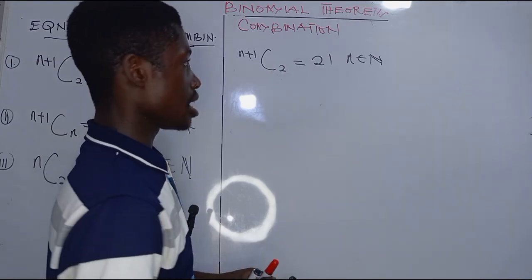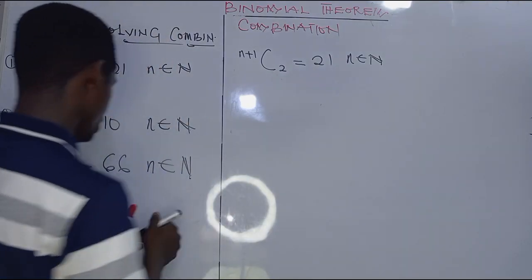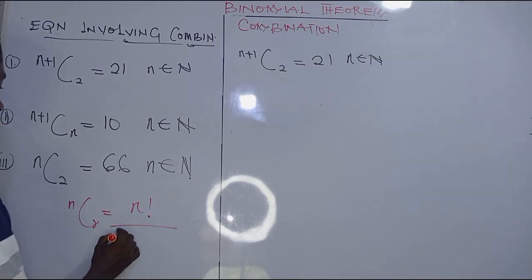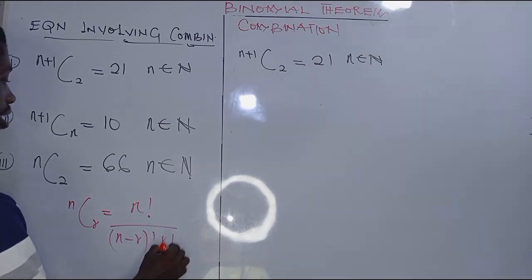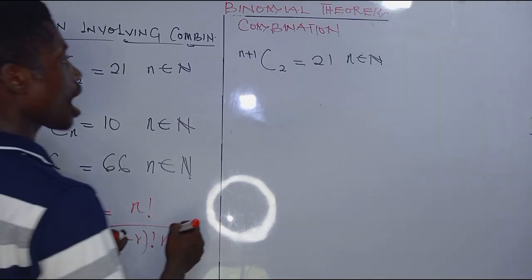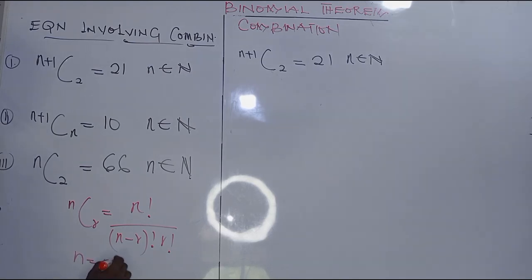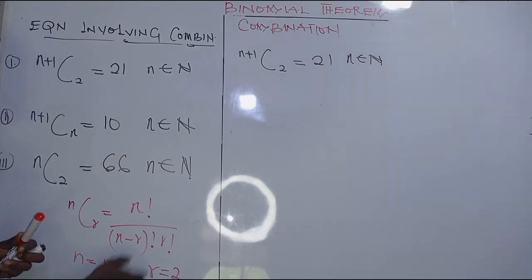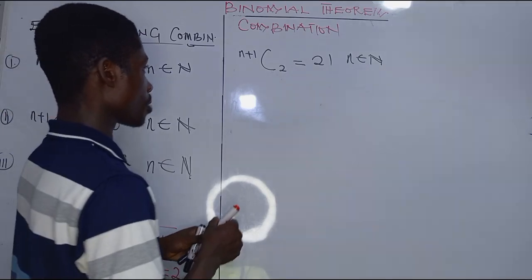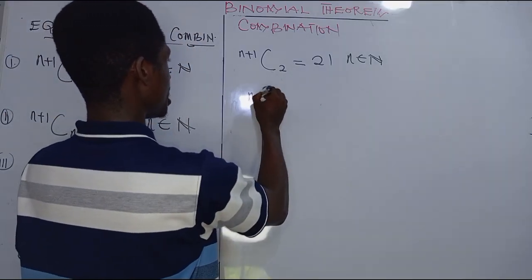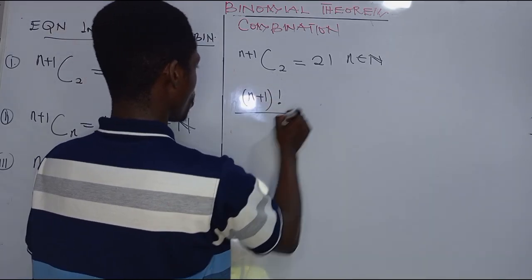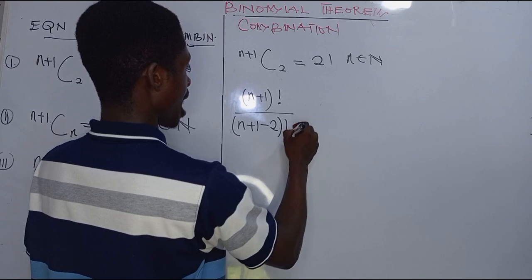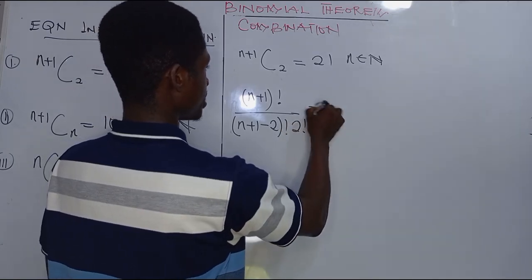We know that by definition, n combination r is given as n factorial all over n minus r all factorial multiplying r factorial. So in the question, our n is equal to n plus 1, and then our r is equal to 2. So we are just going to substitute these values in place of the formula. So we are going to have n plus 1 all factorial all over n plus 1 minus 2 all factorial. Our r is still 2 factorial, and this is equal to 21.